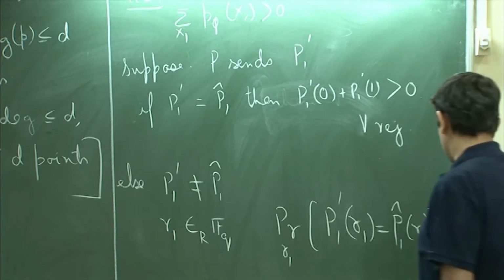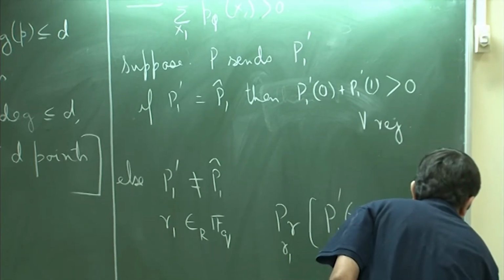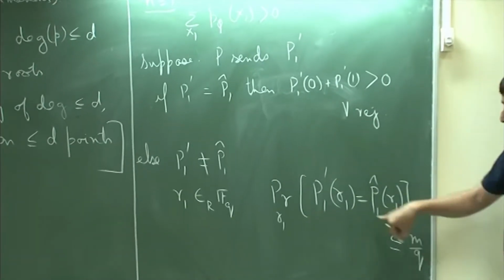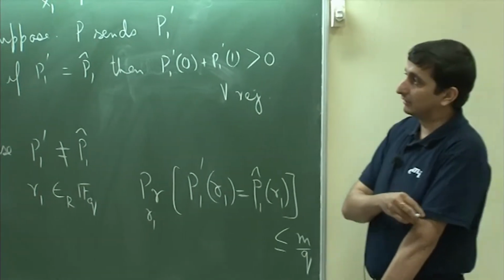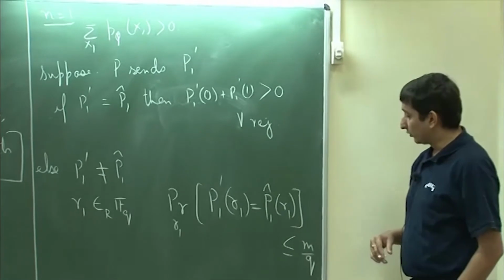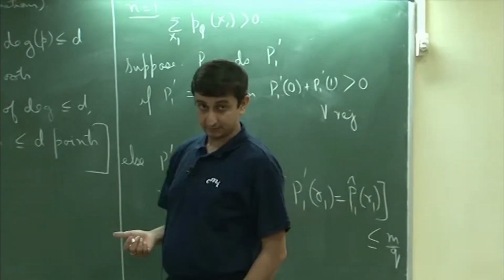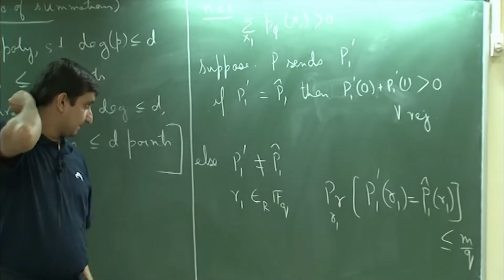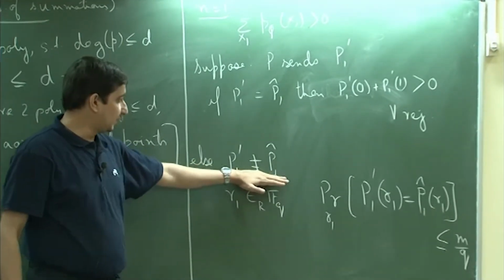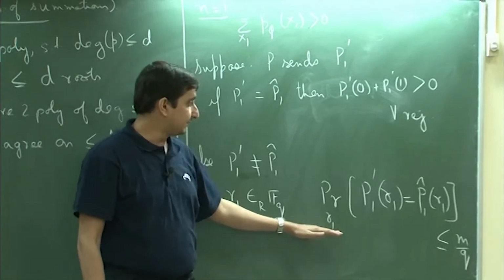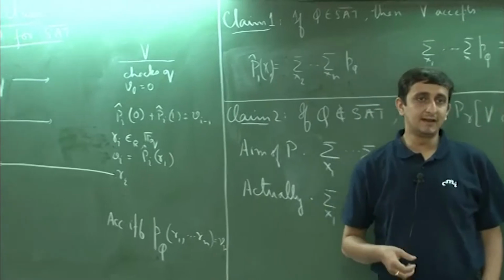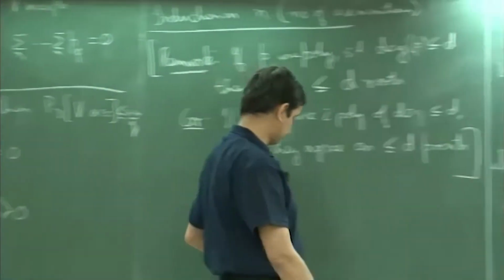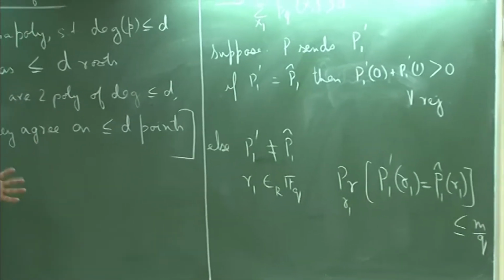Yes, this is less than or equal to m by q, because both the polynomials have degree at most m. So, there are at most m points on which they agree, and the total number of possible choices is q. So, even if the polynomials are not equal, the probability by which the verifier will be fooled is at most m by q. In this step the verifier ends up accepting with probability at most m by q. Is this clear to everybody?